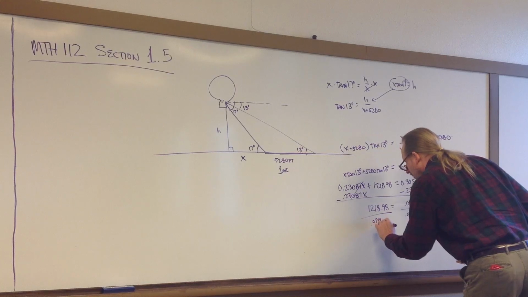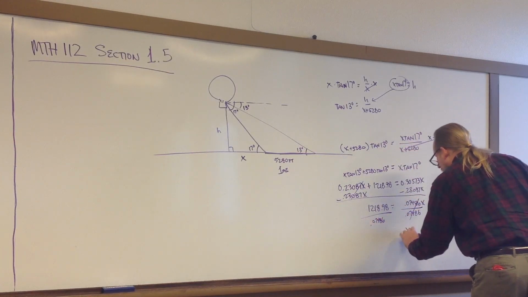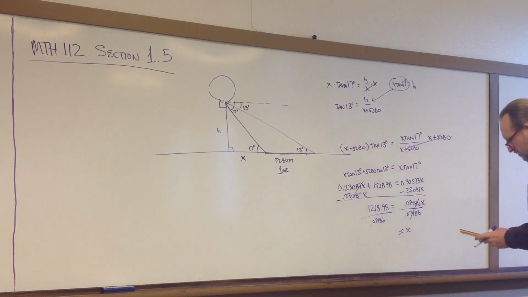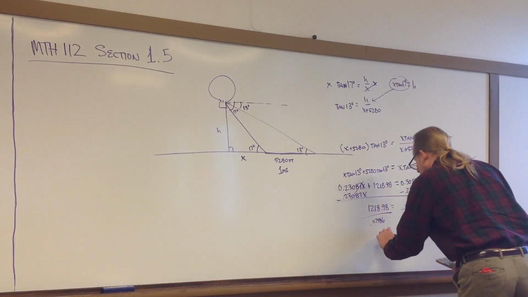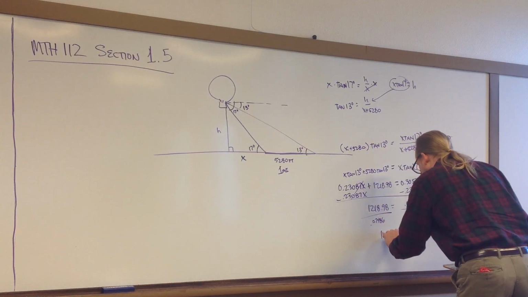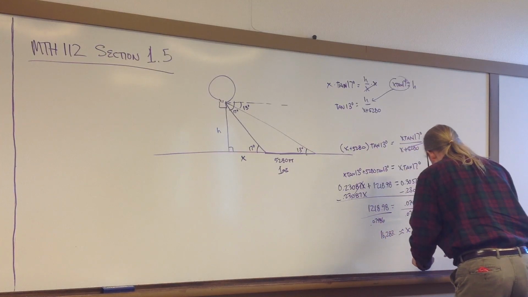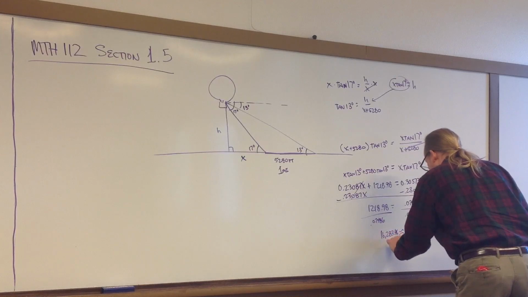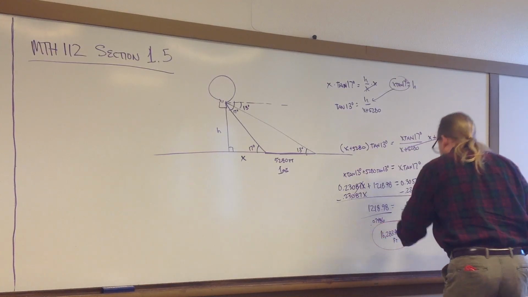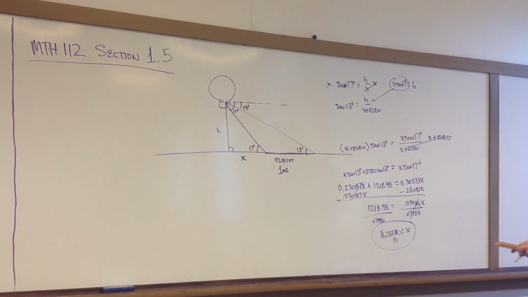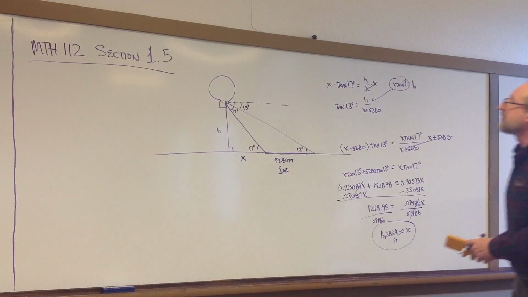0.07486. So 1218.98 divided by 0.07486. And we get 16,283.46 feet. So that is several miles. So if I divide that by 5,280, that's about 3 miles.